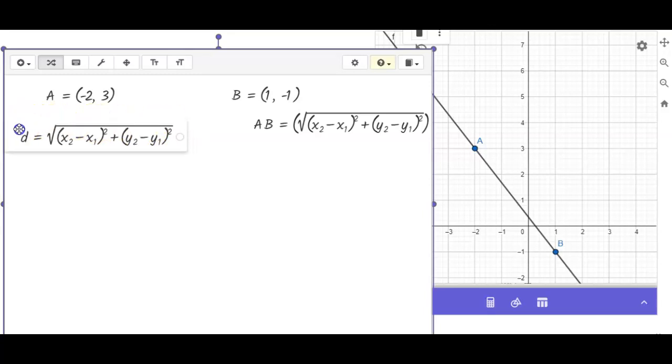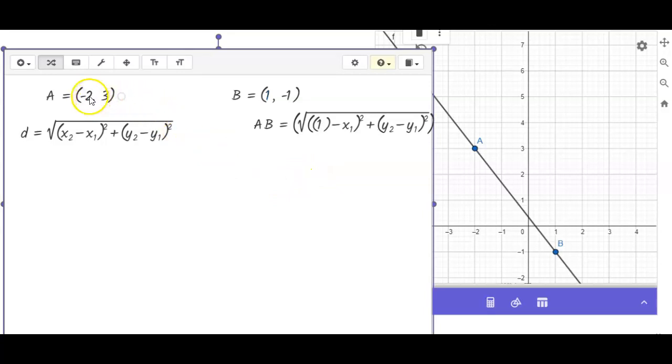Now everything else is just as easy. That's all we have to do: we'll say that A is our first point, B is our second point. So x sub 2 tells us that we're going to take the x value of our second point, so we'll put that. The x value of our first point, we'll put it here, plus y of our second point minus the y of our first point.